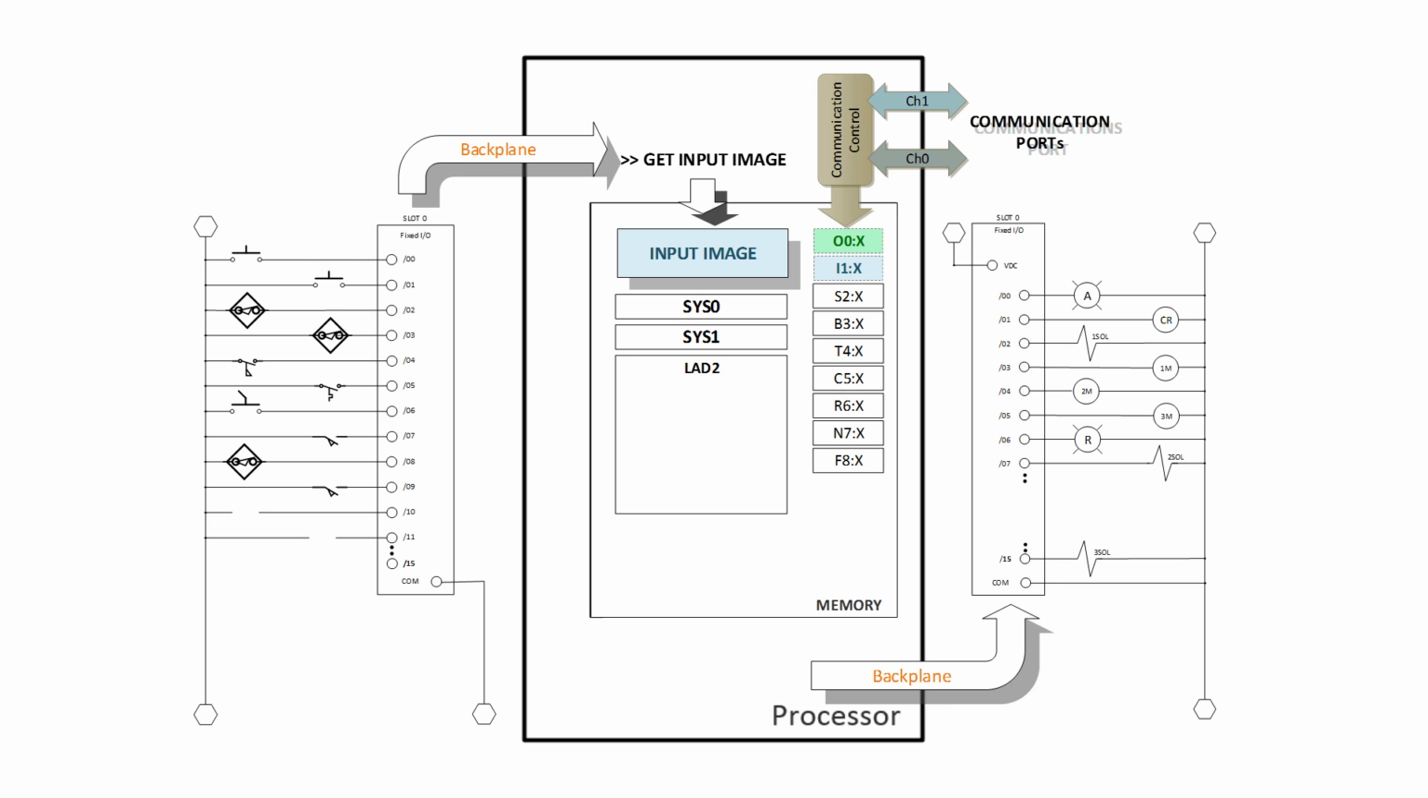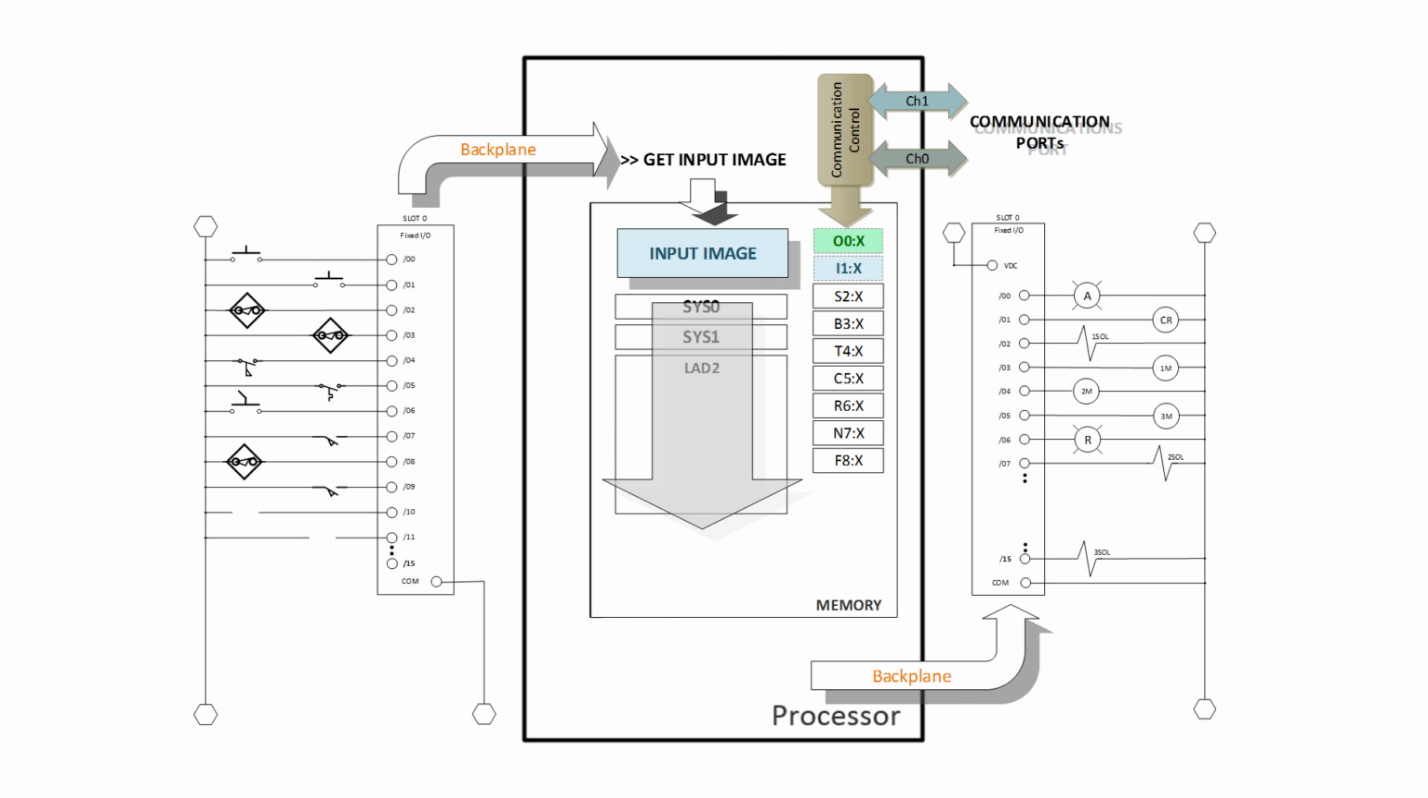So when it comes time to get the input image, the processor activates slot 0. That puts the state of those 16 bits on the backplane, and the processor, because it knows what slot it activated, puts those 16 bits, the input image, into I1:X. So it stores it.